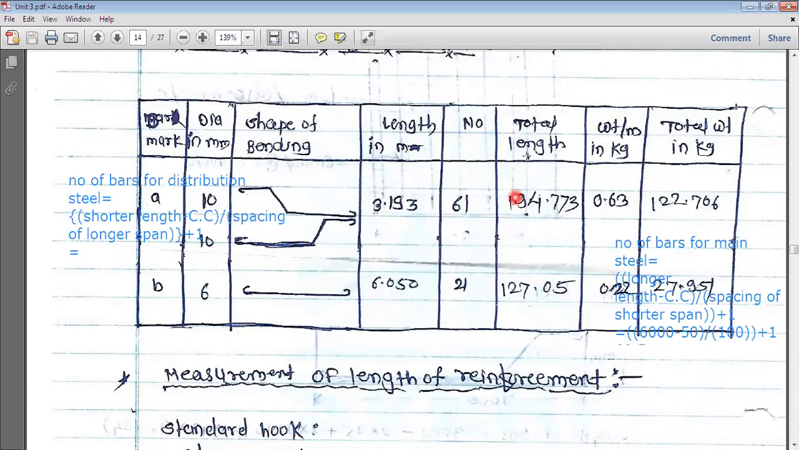It is correct. So what will be the total length? How we are going to do it? Total length calculation. Total length equals to nothing but length multiplied by the numbers. You can cross check my calculation. 3.172 multiplied by 61. So our answer becomes 193.492. But our length is 3.172, so the calculation comes as 193.492.